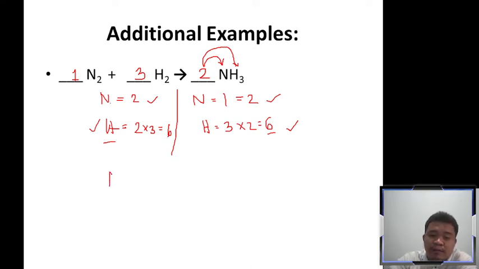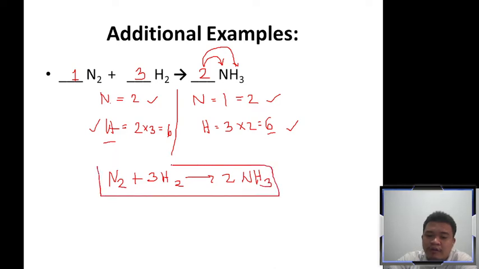So our final balanced chemical equation will be N2 plus 3H2 yields 2NH3. Okay, very good. So I hope that you are getting this slowly but surely right now. But of course, let's further add more examples.